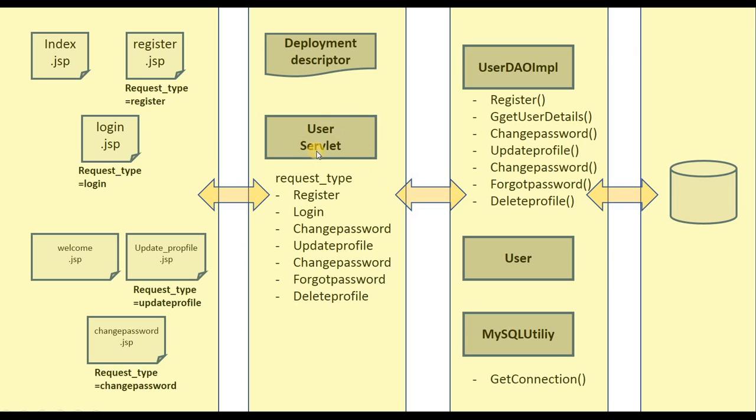After the user has successfully logged in, the user will go to welcome.jsp, from where if we click on edit profile, it will take us to update profile.jsp. If we click on change password, it will take us to change password.jsp. In both the JSPs also the same servlet will be executed, so I'm maintaining a hidden variable like this. This is how the data flow diagram for module 1 looks.